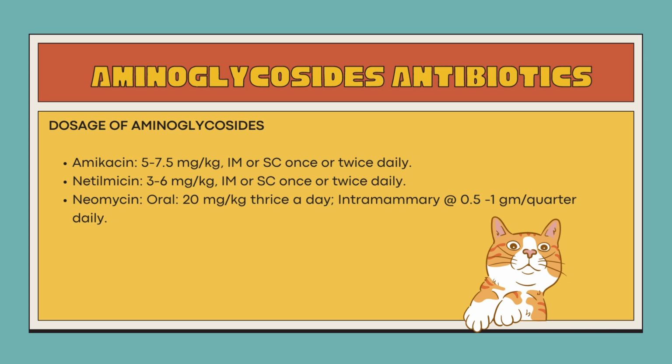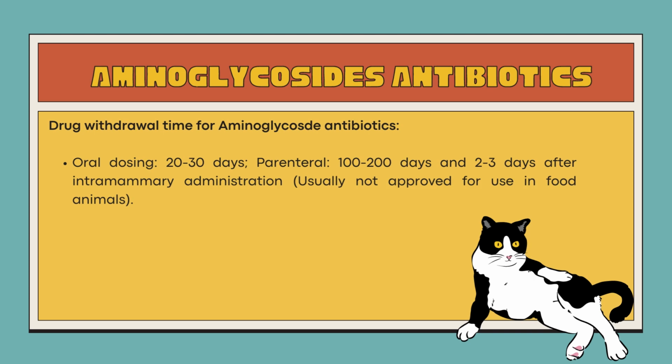Lastly, for neomycin, we have the oral dosage of 20 mg per kilogram thrice a day, and for intramammary, 0.5 to 1 gram per quarter daily. Following the dosages of aminoglycosides, we have the drug withdrawal time for aminoglycoside antibiotics. For oral dosing, we have 20 to 30 days. For parenteral dosing, we have 100 to 200 days, and 2 to 3 days after intramammary administration. Usually not approved for use in food animals.